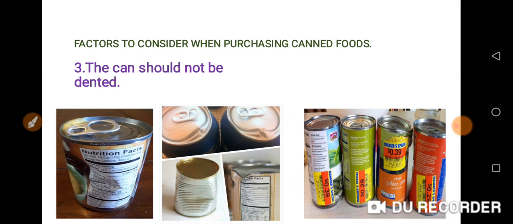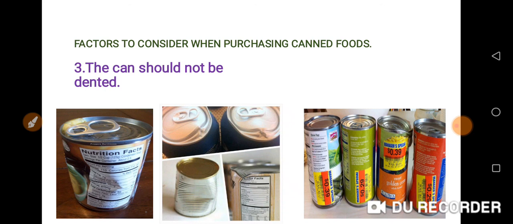Then the next one, the can should not be dented. We have some dented canned food. That shows the food inside that can is no longer good. For example, in this first picture too, you can see this is a dented can. You can see these are dented canned food. You don't need to buy such food. It shows the food is no longer good. If you look at the side of this canned food too, these are dented canned food. You don't need to buy it.